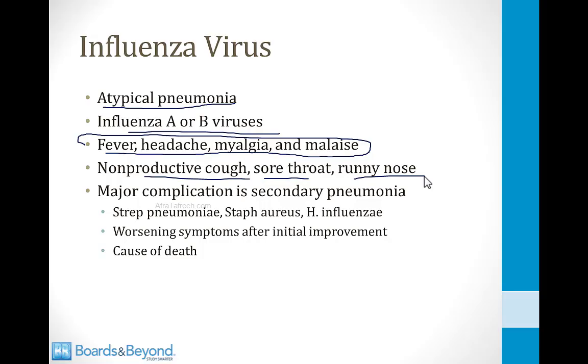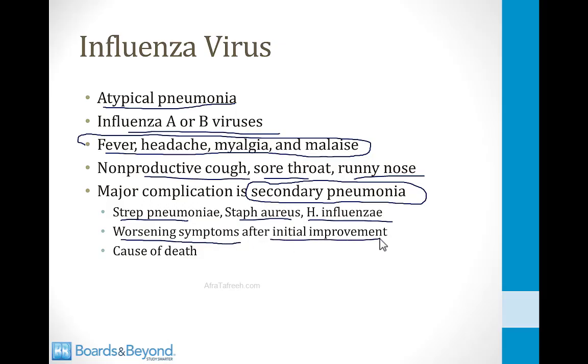The major complication of influenza virus that you should know about is a secondary bacterial pneumonia. As people are recovering from influenza virus, they're vulnerable to a secondary infection with a bacteria that can be life-threatening. Bacteria that like to do this are Strep pneumoniae, Staph aureus, and H. flu. The classic history of this is a patient who's recovering and then gets worsening symptoms after an initial improvement. This is the reason that people die when there are influenza virus outbreaks. It's not the virus, it's the secondary bacterial infections that people develop.